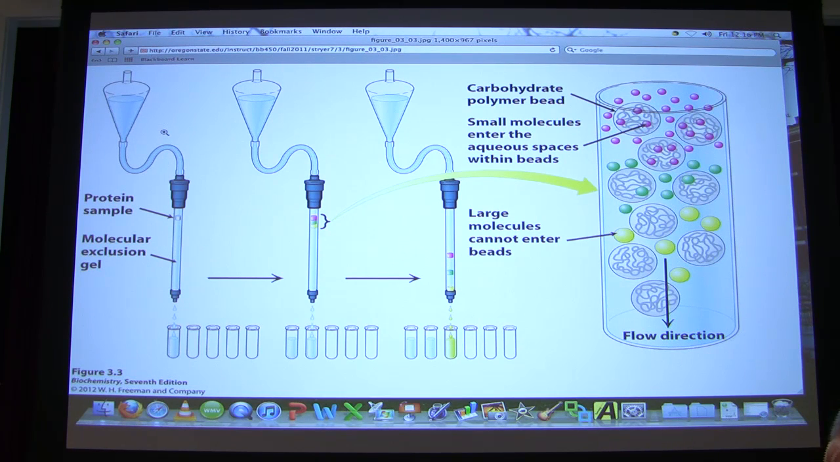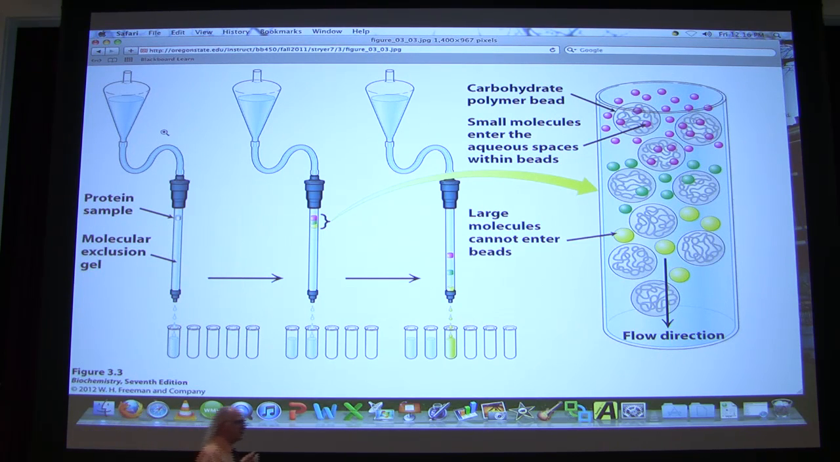Once I have such a column, I might run my buffer through it for a little bit just to make sure that it's washed all the other junk out and so forth. And then I've got a mixture of proteins that I'm interested in separating on the basis of size. This is a technique that allows us, again, to separate on the basis of size. The exclusion part of the technique goes as follows.